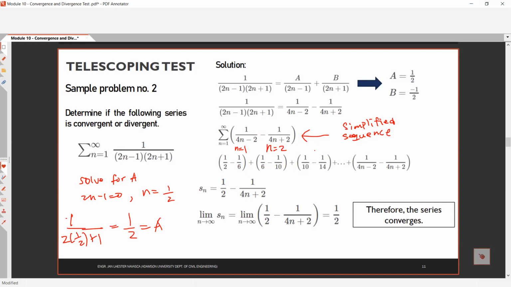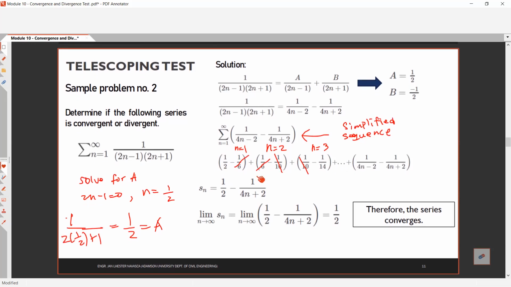Then if we substitute n equals 3, 1 over 12 minus 2, that is 10, and 1 over 12 plus 2, that is 14. So on and so forth, hanggang 1 over 4n minus 2 minus 1 over 4n plus 2. If we check again the overview of the summation, mapapansin natin that all terms magka-cancel out pa rin. If we substitute n equals 4, magka-cancel out pa rin. So ang tanging natitira lang is yung first and the last term.